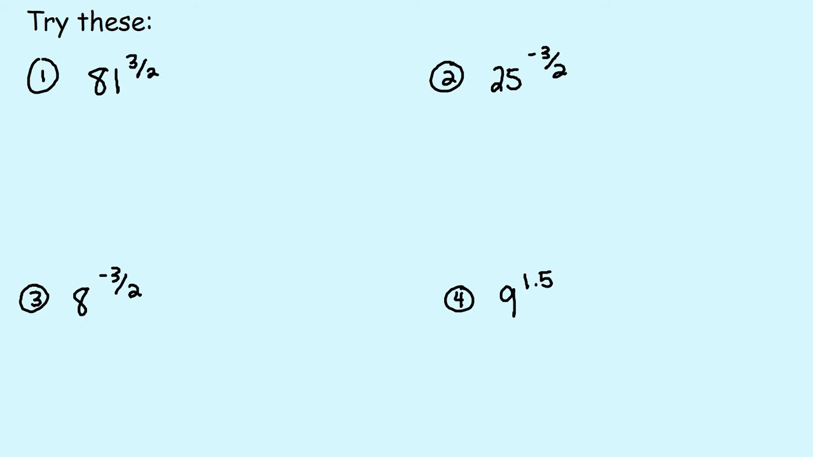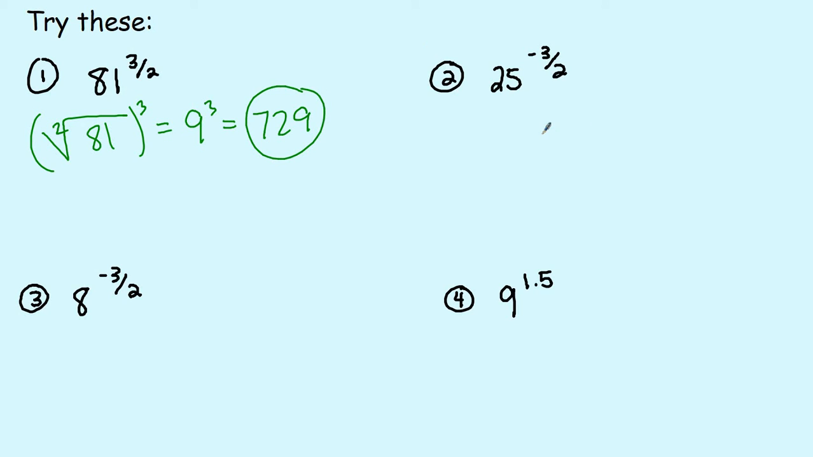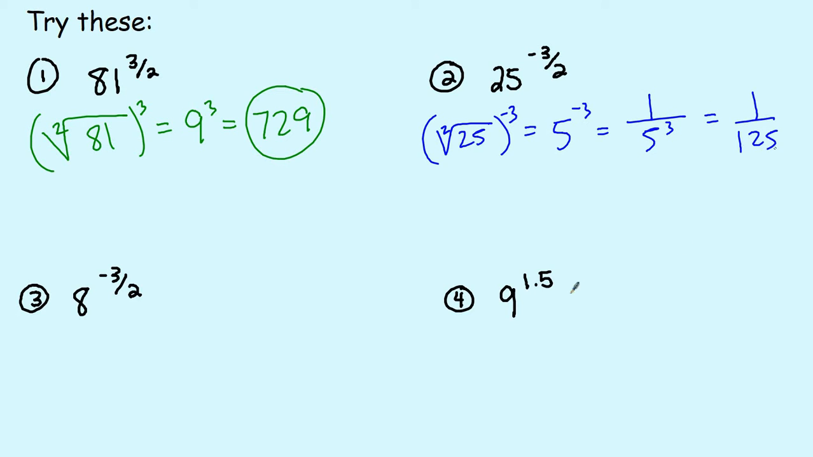All right, try some more on your own. Okay, pause it. Okay, so for number 1, you could rewrite this as the square root of 81 cubed. So that's just 9 cubed, which is 729. Number 2, we do the square root of 25. Raise that to the negative 3. 5 to the negative 3. 1 over 5 cubed. Done.